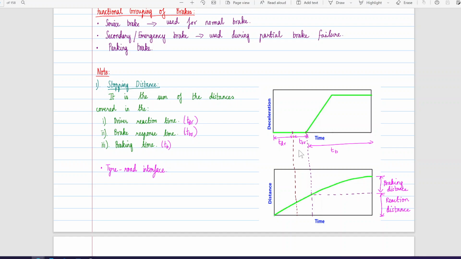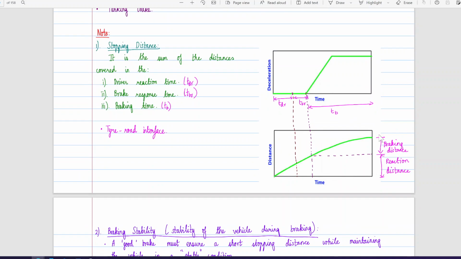Okay, since it will take some reaction time, this reaction time is called brake response time. And finally, there is braking time, that is the time during which the vehicle is actually decelerating. Your deceleration would also depend on the tire road interface and how fast you can decelerate.